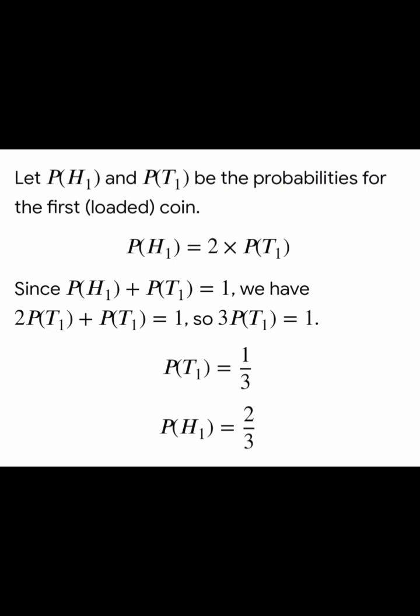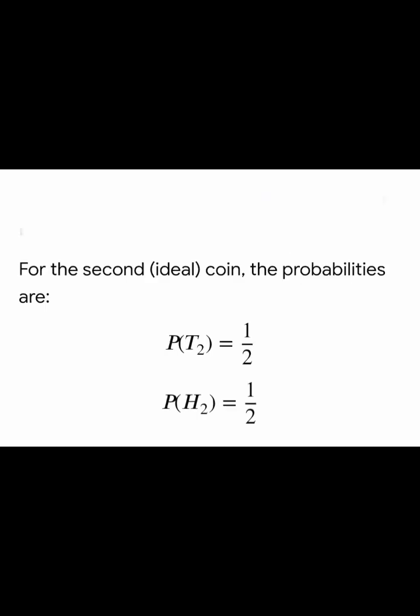We know P of H1 plus P of T1 is equal to 1. Substituting these values in this equation, we can write 2 P of T1 plus P of T1 is equal to 1. That is 3 P of T1 is equal to 1. That is P of T1 is equal to 1 by 3 and P of H1 is equal to 2 by 3. And the second coin is the ideal coin. So the probability of getting tail is 1 by 2 and probability of getting head is 1 by 2.